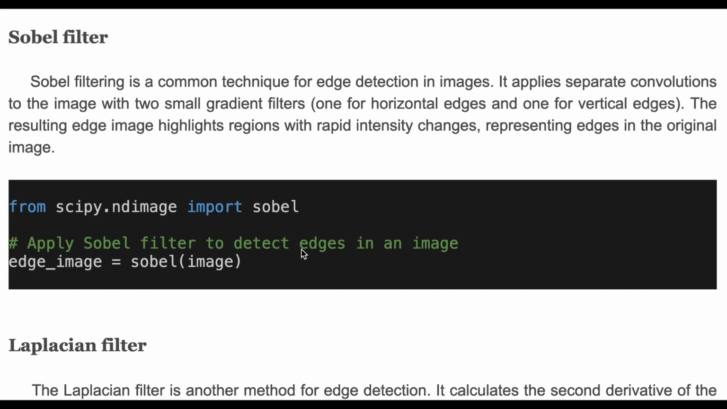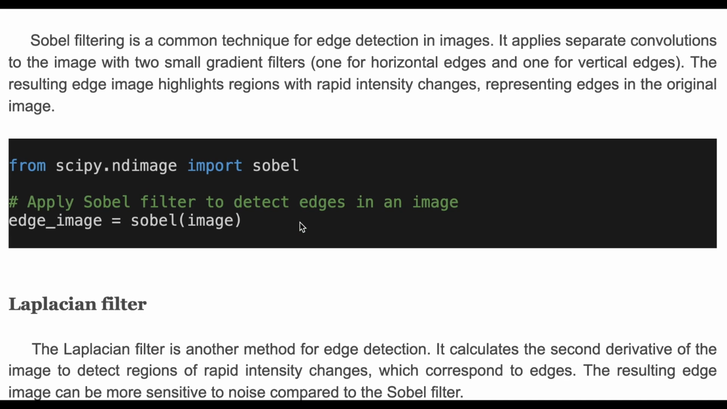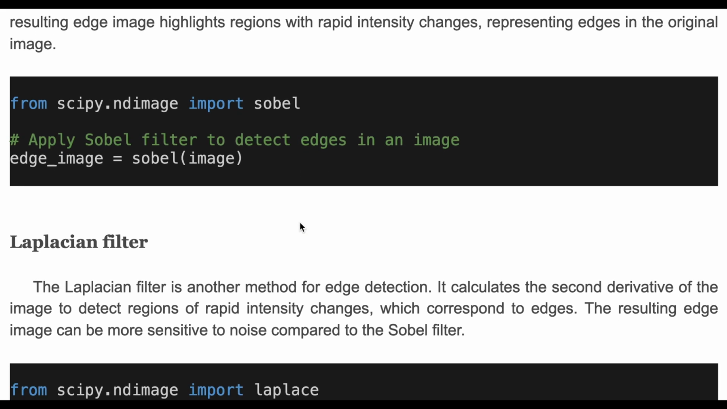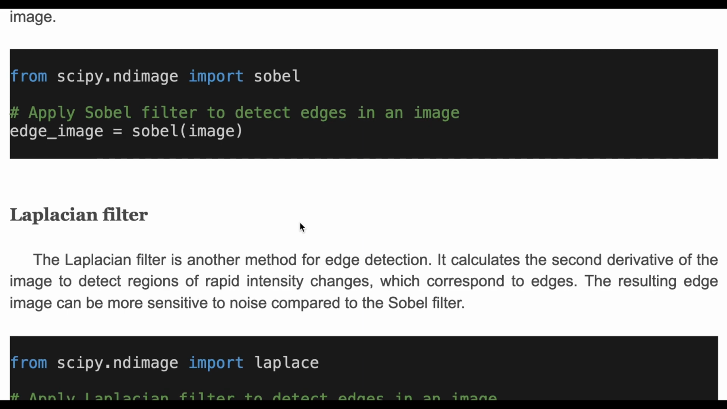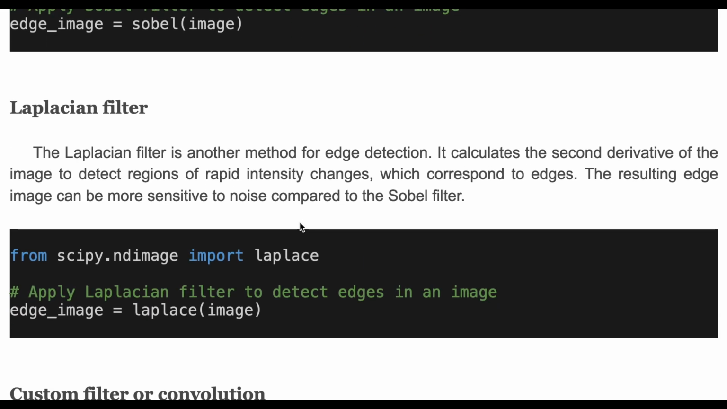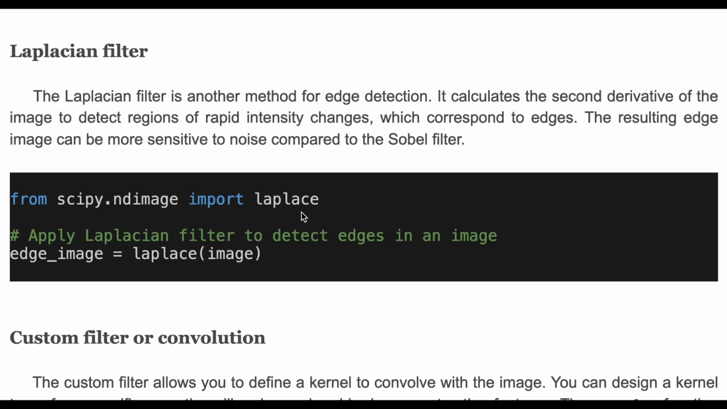Next is the Laplacian filter. It's another method for edge detection. It calculates the second derivative of the image to detect regions of rapid intensity changes, which correspond to edges. The resulting edge image can be more sensitive to noise compared to the Sobel filter. So the laplace function provides the Laplacian filter. You can use this function to apply a Laplacian filter to an image.